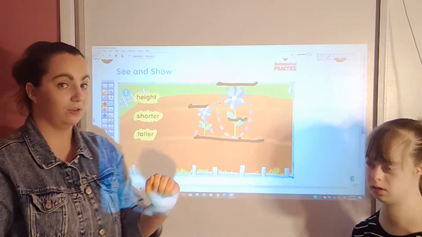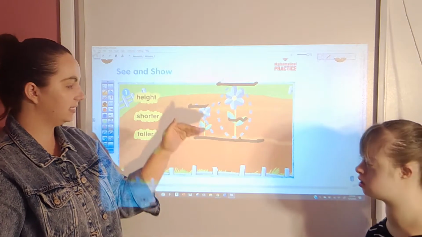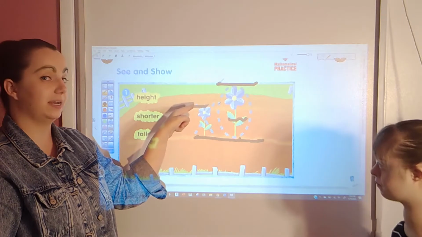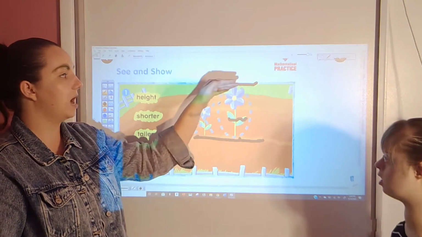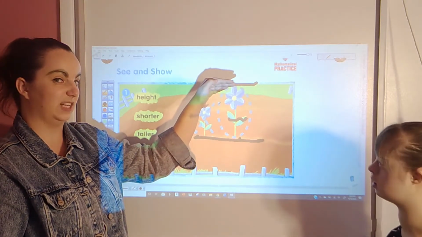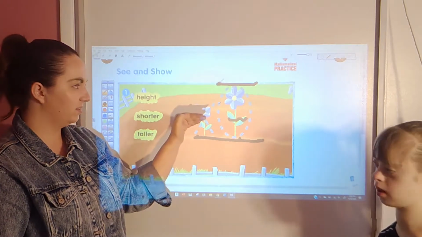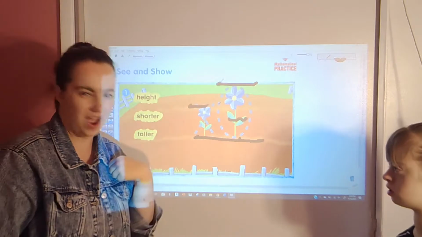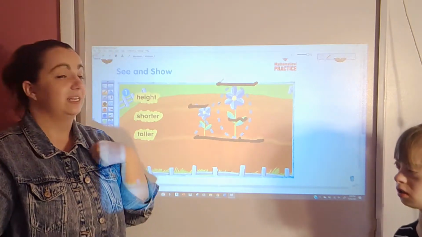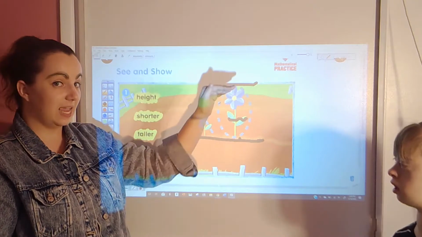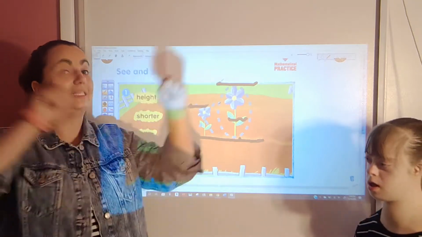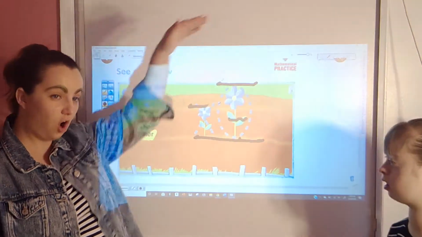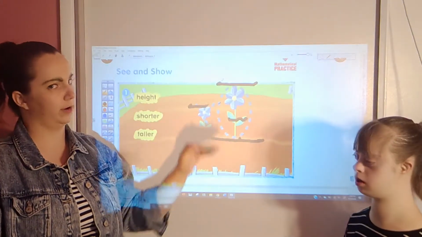Now, looking at these two flowers, I see this flower has the height of here. That's where the line is. This flower has a height up here. That's where its line is. Are the heights the same? Are the lines in the same spot? No. Since they're not the same, that means we're looking at different heights. Okay? One flower is taller, one is shorter.